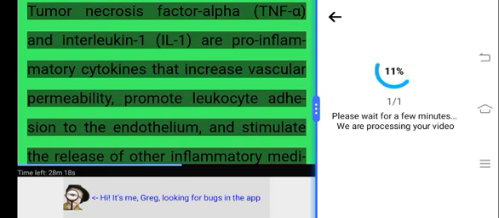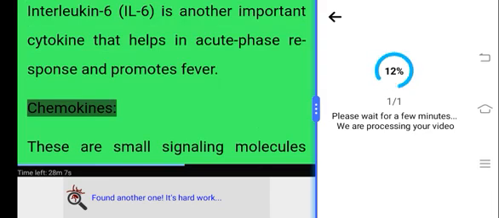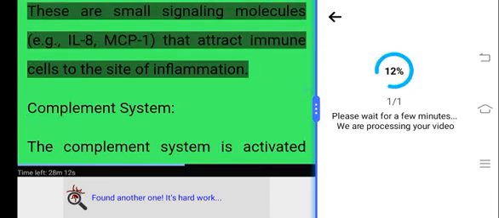Tumor necrosis factor alpha (TNF-alpha) and interleukin-1 (IL-1) are pro-inflammatory cytokines that increase vascular permeability, promote leukocyte adhesion to the endothelium, and stimulate the release of other inflammatory mediators. Interleukin-6 (IL-6) is another important cytokine that helps in acute phase response and promotes fever. Chemokines. These are small signaling molecules, e.g., IL-8, MCP1, that attract immune cells to the site of inflammation.